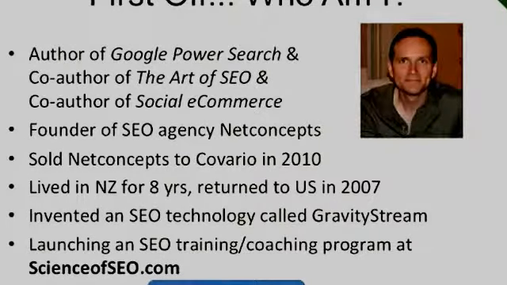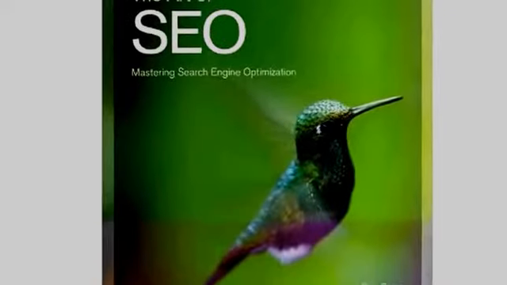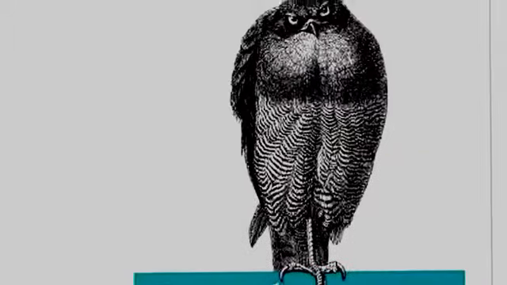So who am I? I'm Stephen Spencer. I'm the co-author of The Art of SEO, co-author of Social Commerce, and author of Google Power Search, all published by O'Reilly. I founded an SEO agency in the 90s called Net Concepts. I sold it to Cavario in 2010. I invented an SEO technology platform called Gravity Stream, and I have an SEO training and coaching program at scienceofseo.com. So that's me. These are my books.